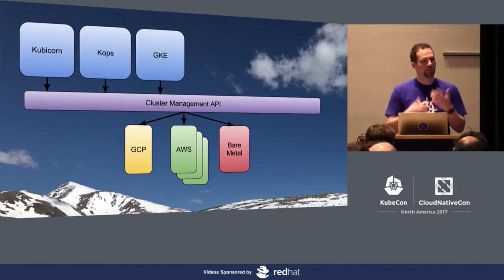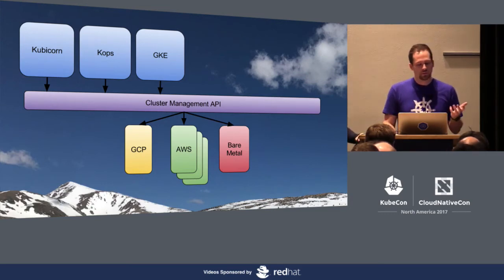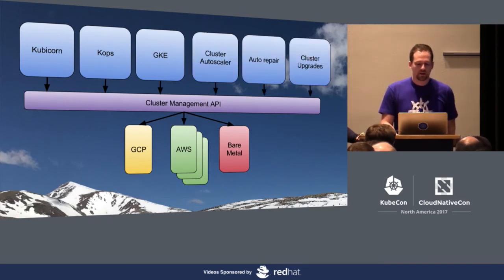Likewise with kops, you take that same YAML configuration, you can give it to kops, and you end up with a cluster. Or you can give it to GKE, or AKS, or EKS. And in the end, you end up with a cluster that exposes this API that is consistent. And what you can do with that API is write generic tools that will work across a cluster created by any of these different cluster creation tools.